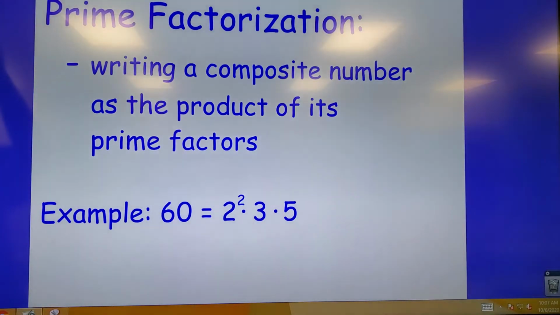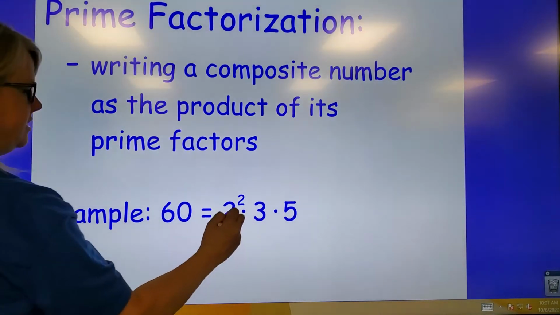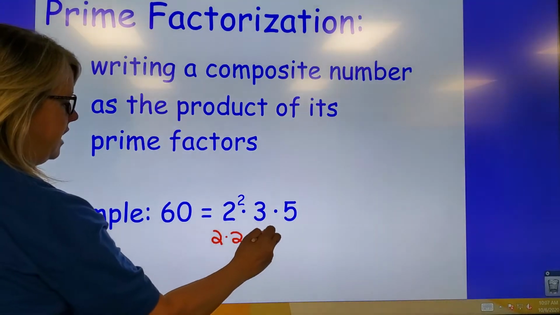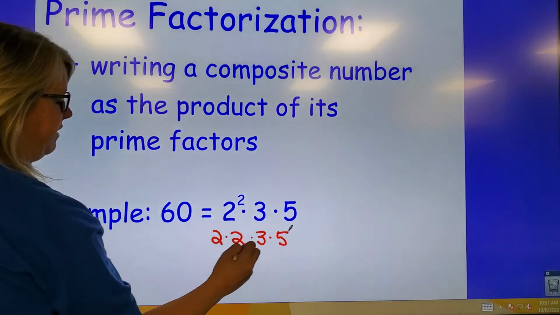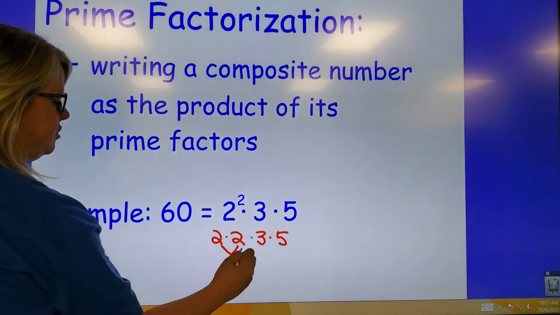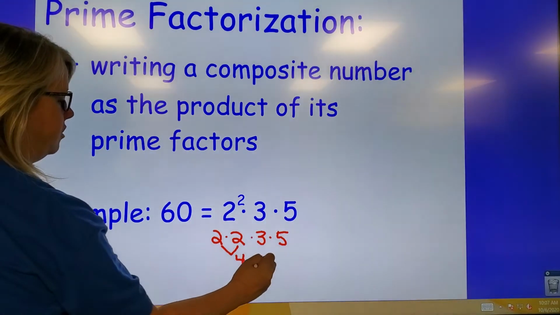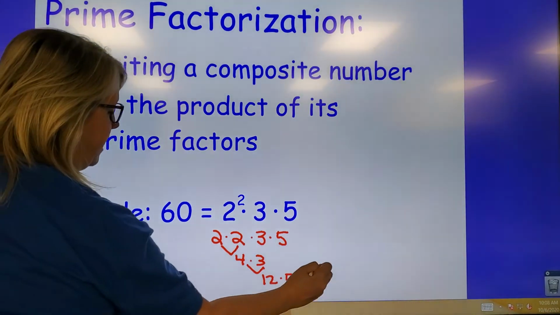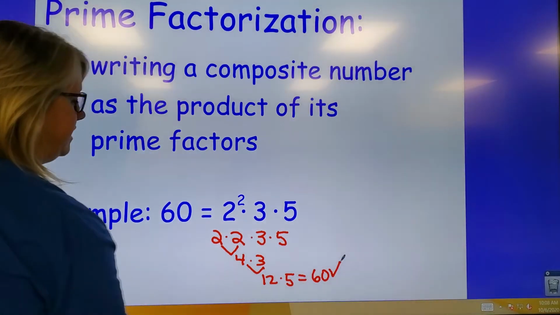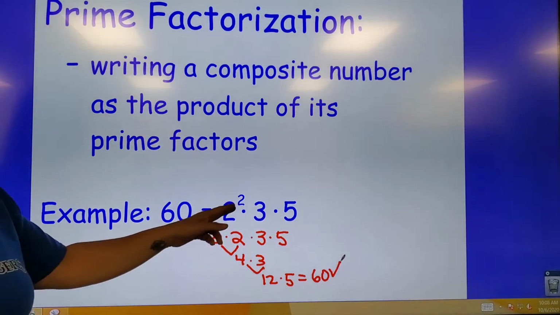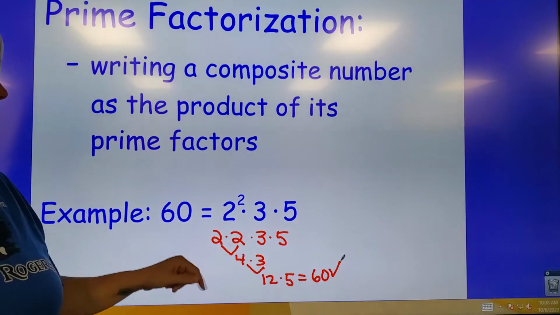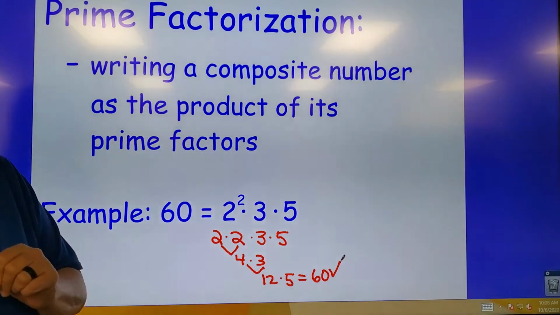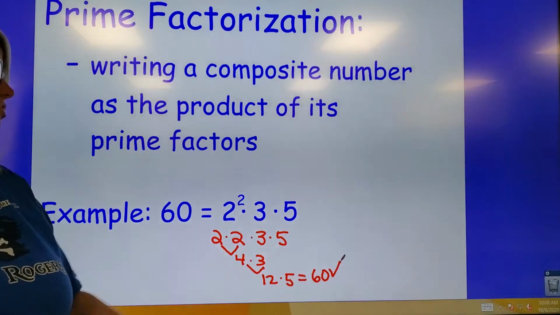So what this really means here is 2 to the second power is 2 times 2 times 3 times 5. And if we were to work that out, 2 times 2 is 4, 4 times 3 is 12, and 12 times 5 is 60. Notice how I used exponents for any prime number that repeated more than once, and I also listed my prime numbers in order from least to greatest.